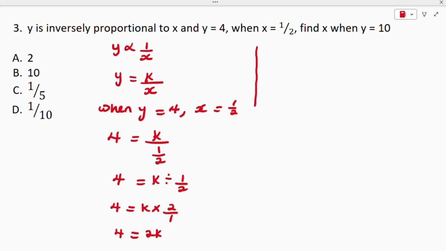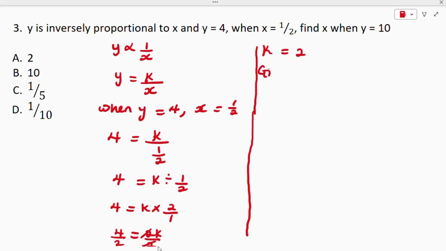4 is equal to k times 2, which is going to give us 2k. From here, if you divide both sides by 2 to get the value of k, this cancels out this, so we have that k is equal to 4 divided by 2, which is going to give us 2. So we have been able to solve for the value of k.